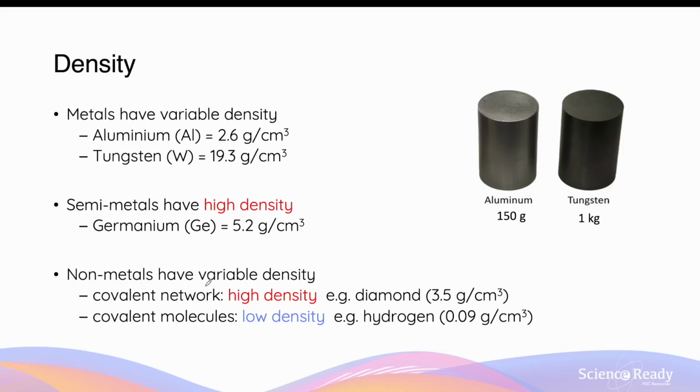Non-metals also have variable density. And again, the main distinction lies between whether the non-metal occupies a covalent network structure or covalent molecular structure. The ones that are in covalent network structures will have higher density. Again, diamond, being an allotrope of carbon, occupies a covalent network structure, has a density of 3.5 grams per cubic centimeter, which is relatively high for a non-metal. Covalent molecules, on the other hand, tend to have a lower density. For example, hydrogen gas has a much lower density of 0.09 grams per cubic centimeter.